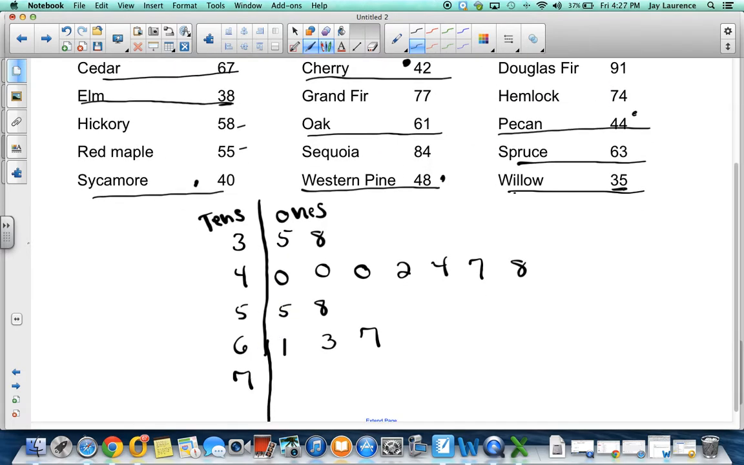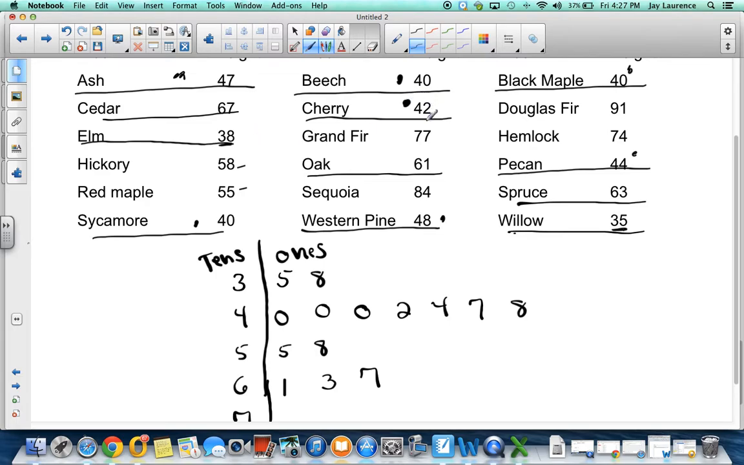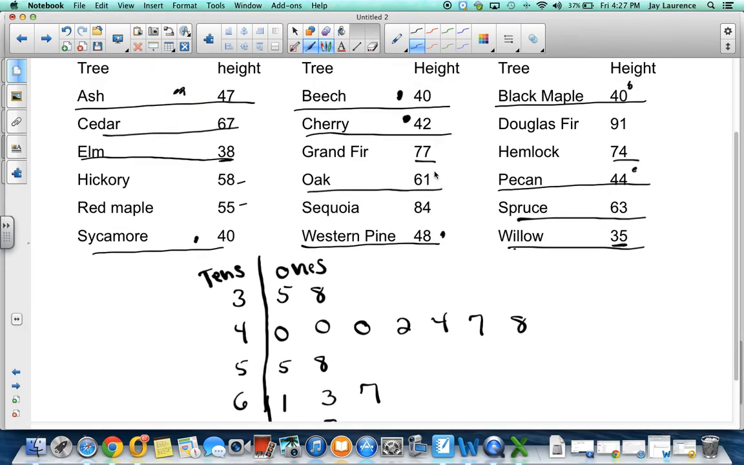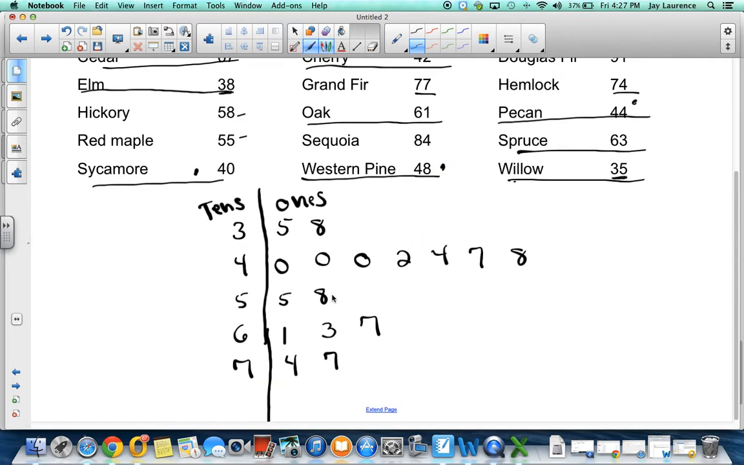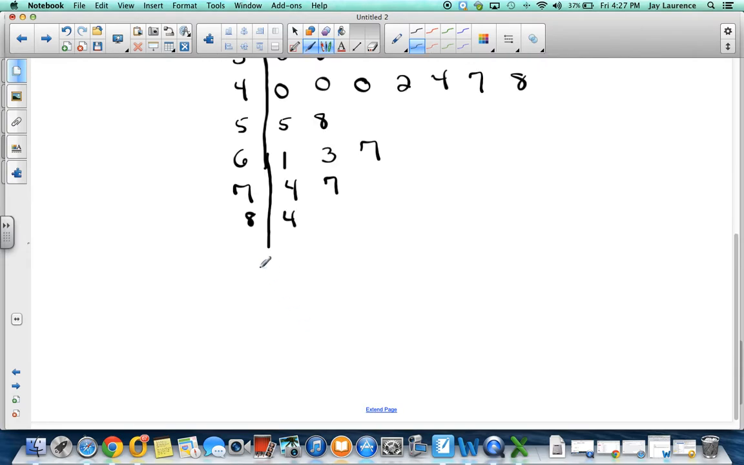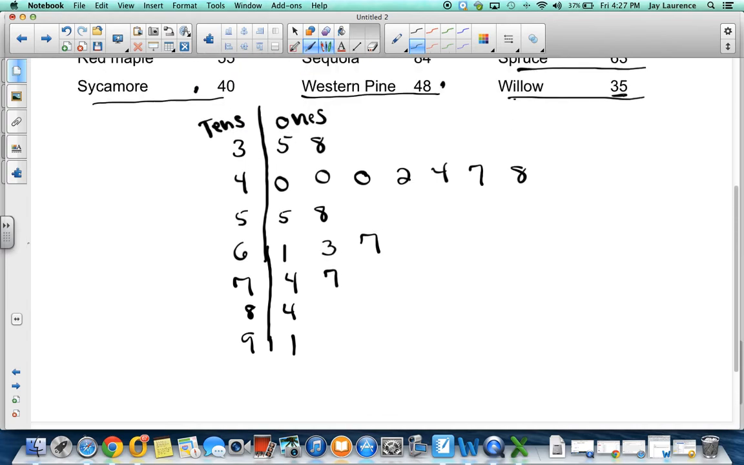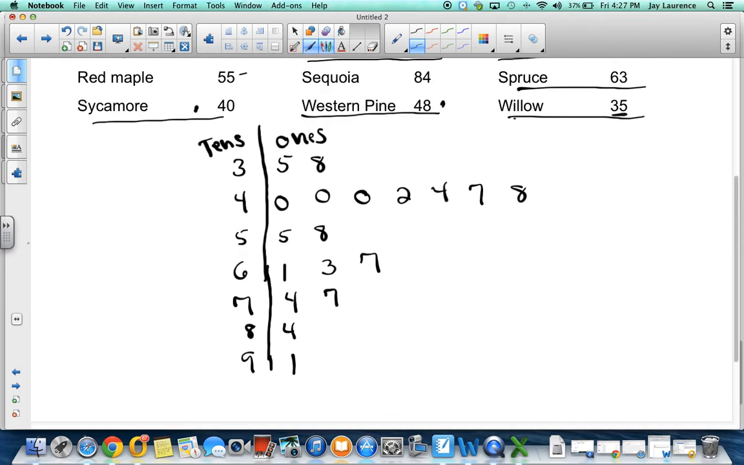Now 70s. None there. There's a 77. And a 74. So I have a 74 and a 77. Some in the 80s, I do. It looks like one is in the 80s and one is in the 90s. So we got an 84 and a 91. Okay, so there we go. So there's all my numbers, okay? There's my stem and leaf plot.